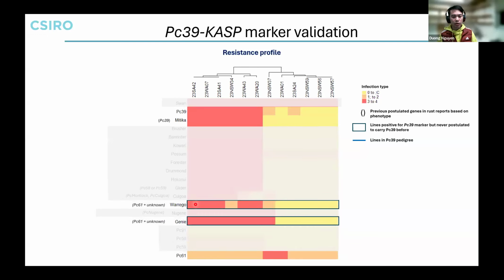And the same for Warigo here. Before, it was postulated to carry PC61, but in this study, we found out that it is positive for PC39 and has a similar resistance profile to PC39. So this line actually carries PC39. Although Gene wasn't seen to carry PC39, it also has a different resistance profile to PC61, which was postulated before. So we're not sure which PC gene this one carries.